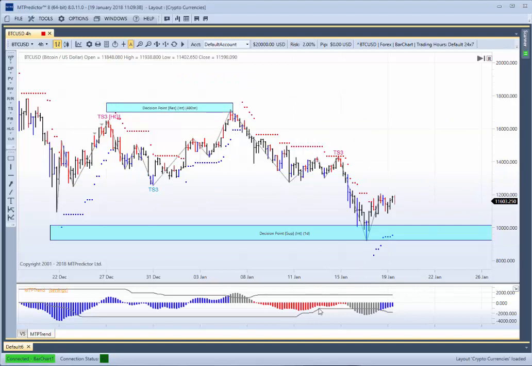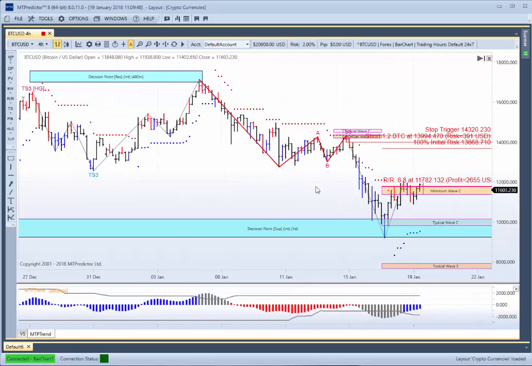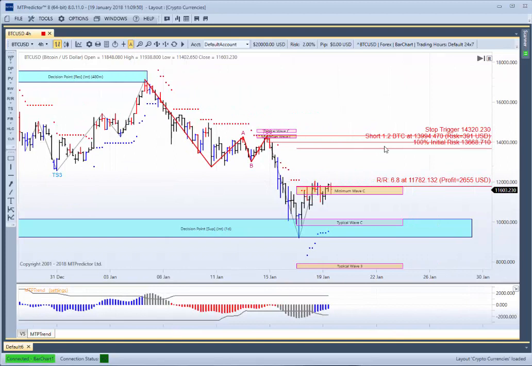You can see our MTP trend turned red, and then came down, and we actually got a TS3 sell setup up here. Let's right mouse click over this red sell bar, do the analysis, and here you can see how the position sizing is working, because now for this initial risk, because the entry and stop levels are closer, it was telling you that you could short 1.2 Bitcoin for less than your $400 or 2% initial risk.